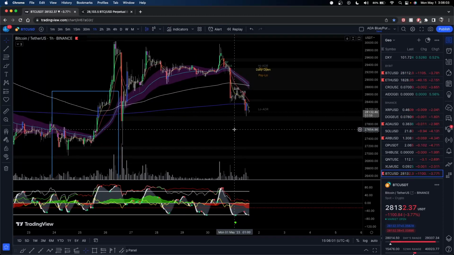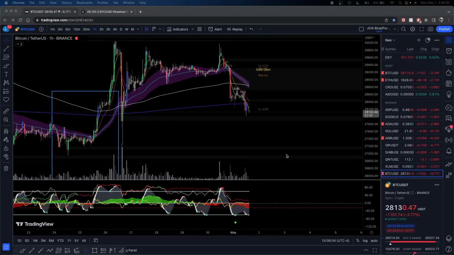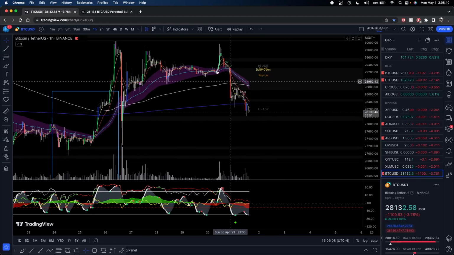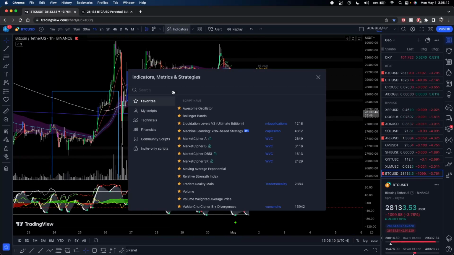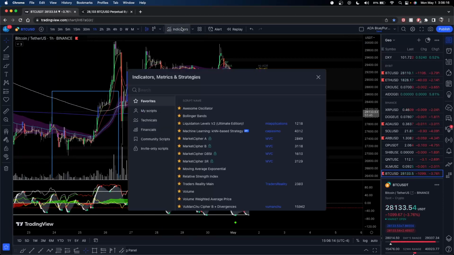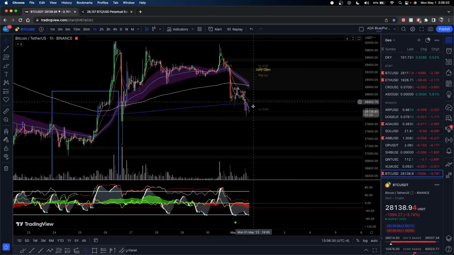So without further ado, let's talk vector candles, aka the greatest indicator of all time. Before we start, you need to make sure you have this indicator. If you don't know, you click indicators on the top of your TradingView. I recommend you follow along with me. Go to your indicators and type this one here, which is called Traders Reality Main. Shout out Tino from Traders Reality. This is the indicator that you guys want, and it's going to look like this.